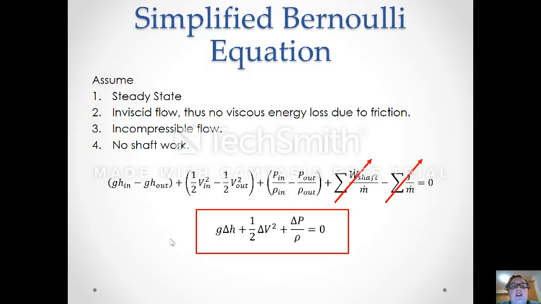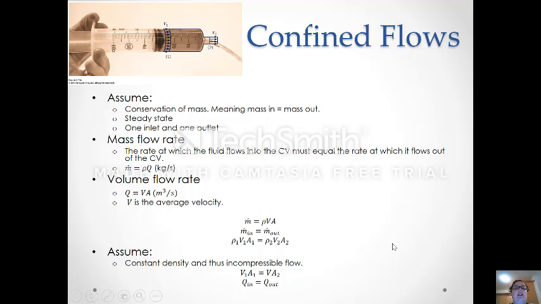Please note that when we have the statement of inviscid flow, really what we're saying is that we have no friction, or we're assuming an idealized condition, and so we can neglect friction, and so we can cancel those terms. So, in summary, my simplified Bernoulli equation, I have my potential energy change, I have my kinetic energy change, and I have my work due to pressure change. Now let's take a look at that in practice.